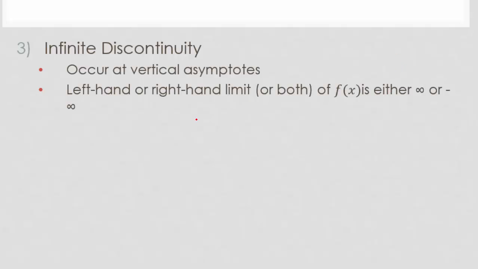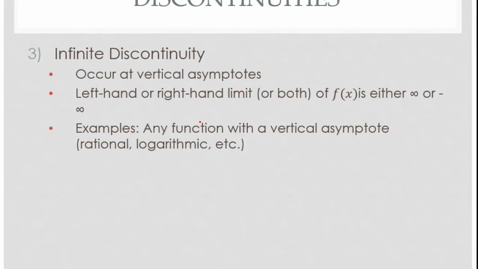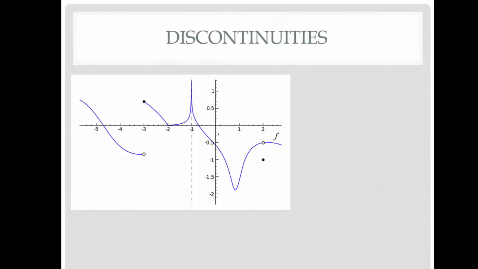As soon as you see that, you're looking at an infinite discontinuity. So any function with a vertical asymptote, this is going to happen. So rational functions, logarithmic functions, etc. So let's take a look at this particular graph to give us kind of a visual representation of what we're looking at.